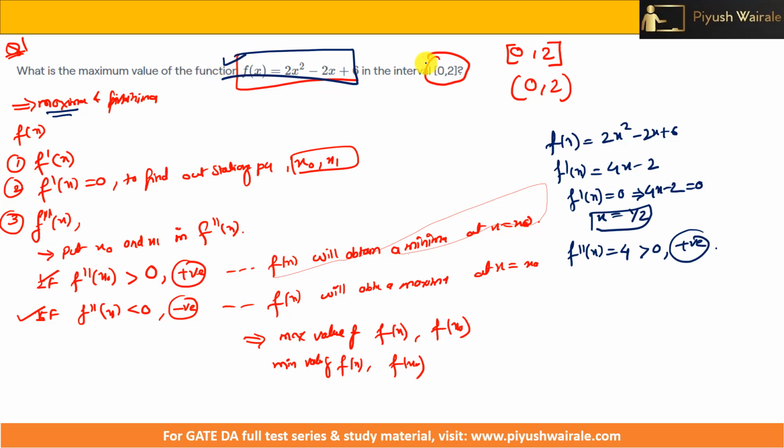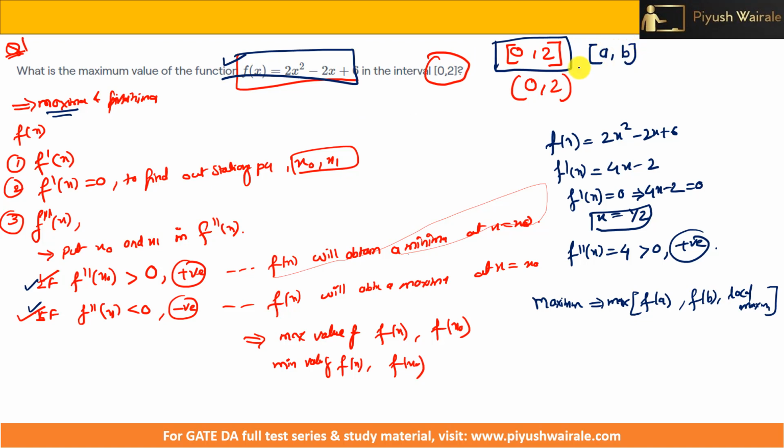But how to find the maxima? Here we have been given this particular closed interval, right? So what is the maximum value? This maximum value will be the maximum of f of a comma f of b, and the local maximum. Whatever we are calculating, this one and this one, is for local maximum or minimum. And what are a and b? It is the closed interval a comma b. So just put f of a and f of b in this expression, that is f of 0 and f of 2.